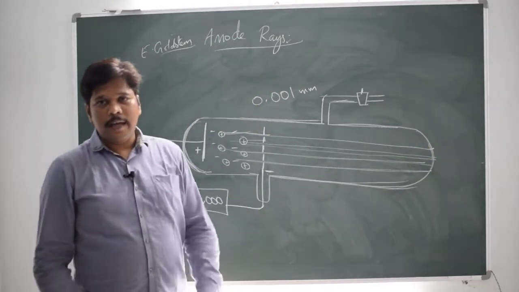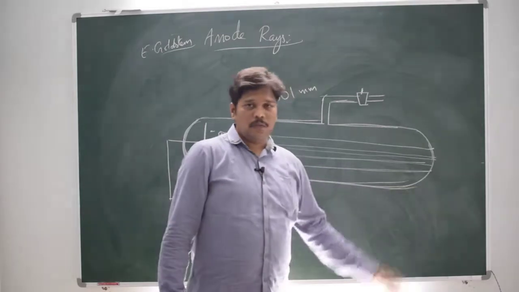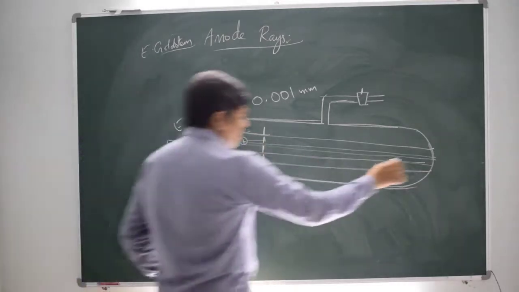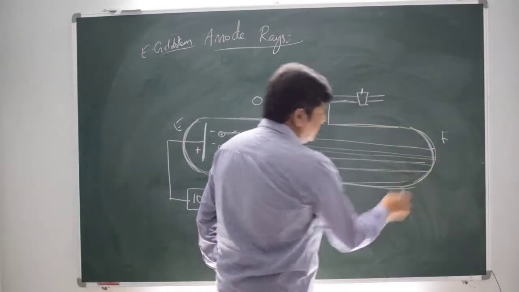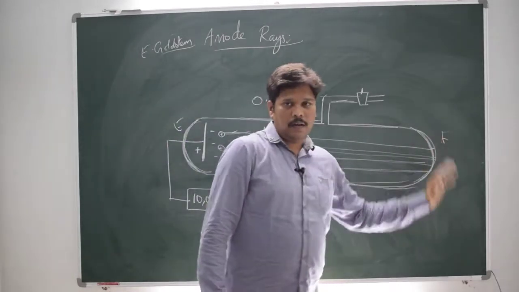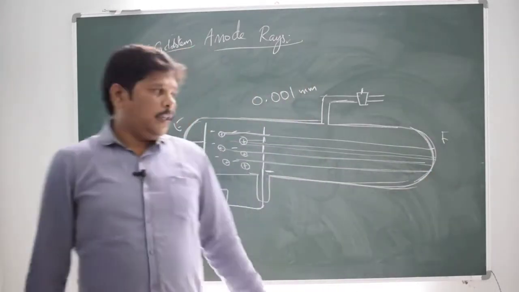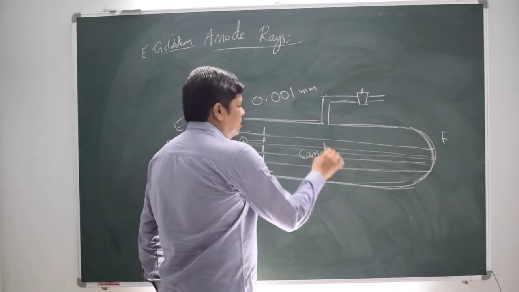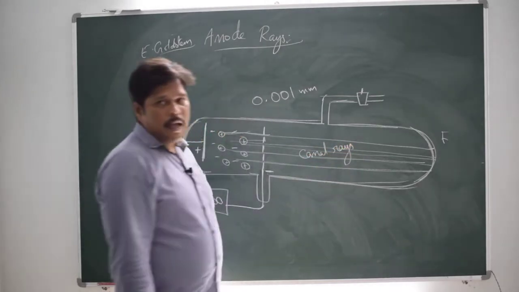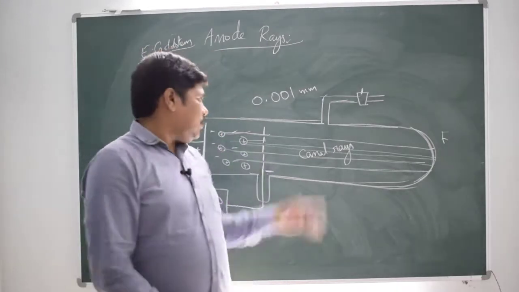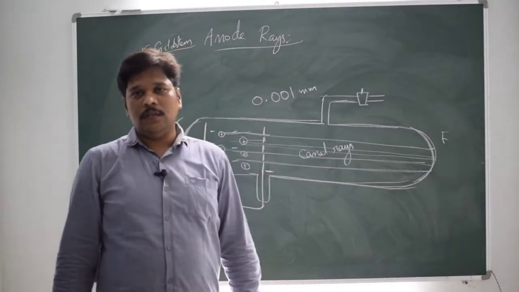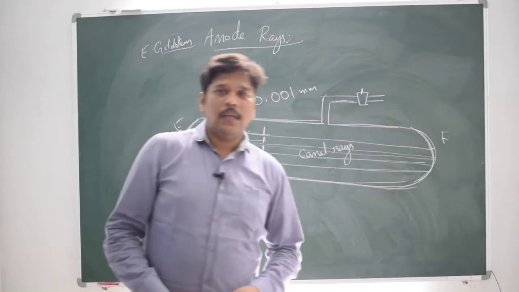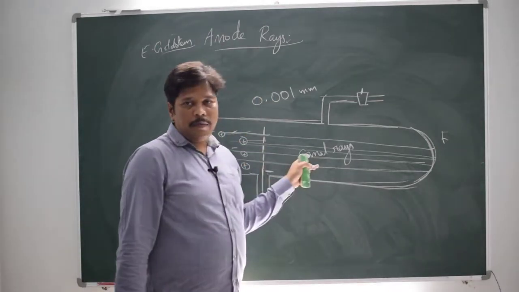So these rays are called anode rays. They are identified because they also produce fluorescence on the other end. If I take this end as E and that end as F, he was able to detect the fluorescence on the F side of the discharge tube. So he called them anode rays, or they are also called canal rays. The reason for calling anode rays canal rays is the passage of these rays through the perforations. They are like streams or channels passing through the perforations of the cathode, so they are called canal rays.